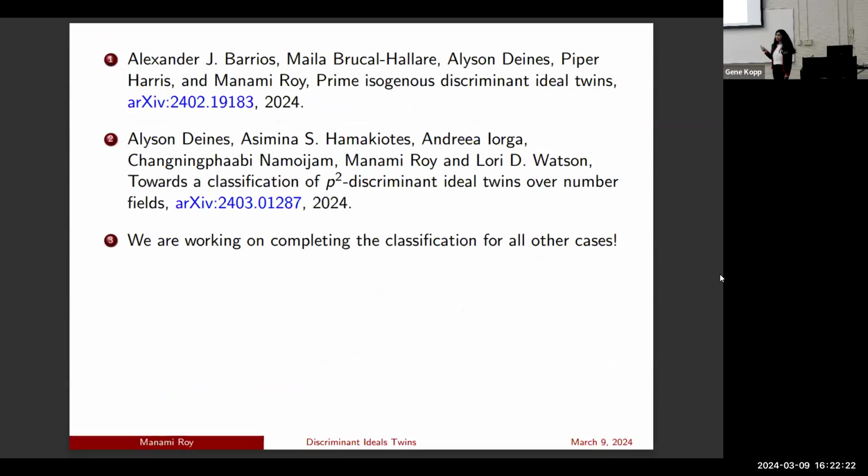And here are the 2 papers where you can look further if you are interested in this. Both of these papers appeared on arXiv within about 2 weeks of each other. So you can look at them and figure it out if you are interested. Okay. Thank you so much for listening to the talk. And thank you to the organizers for giving me the opportunity to speak here.